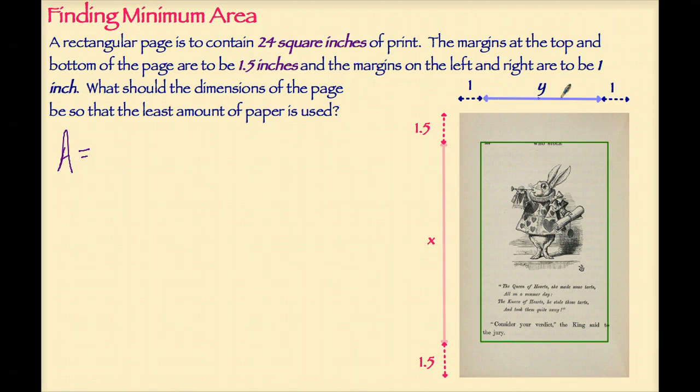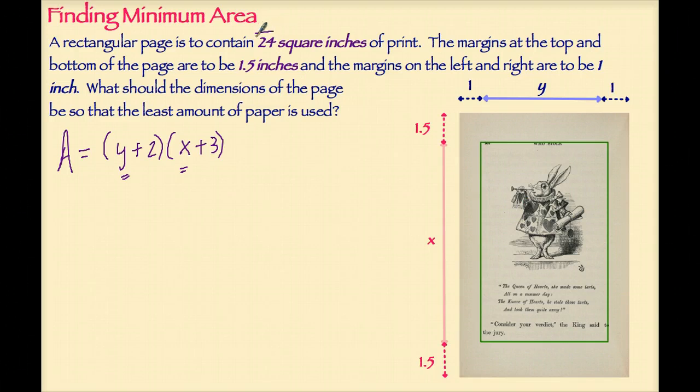The width is going to be the y that I've chosen to designate this variable, plus 1 plus 1, which will be y plus 2. The length is going to be x plus the margin at the top and the bottom. 1.5 plus 1.5 is 3, so x plus 3. This equation represents the area of the page. Again, I have a problem. I can't have two independent variables in my primary equation. I need one. So I need to find some sort of relationship here, a secondary equation, which will allow me to solve for one variable in terms of the other.